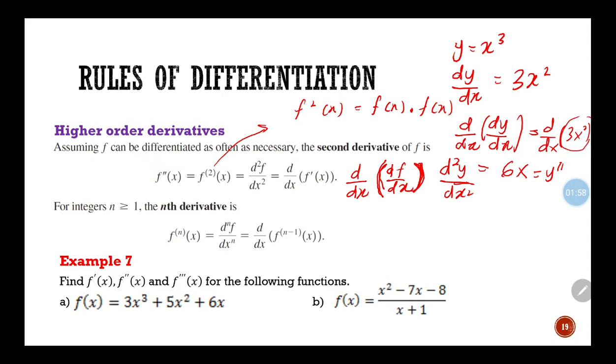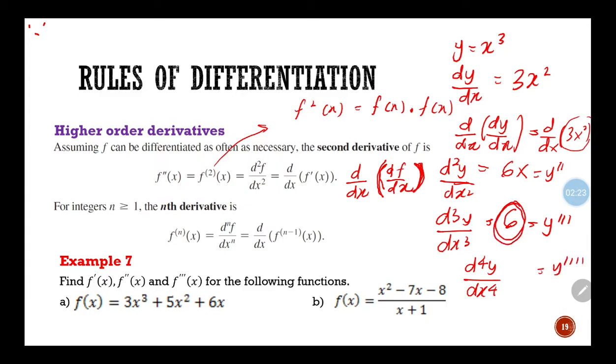Okay, clear? Nak proceed lagi, d cube y over dx cube boleh. So we get 6 lah. Then maksudnya kat sini y triple prime. And then kalau proceed lagi, d power of 4 y over dx power of 4, susah nak sebut ni, maknanya y four times here. Then differentiate 6, what you will get? Okay, differentiate 6, you will get 0. Okay, so maknanya dah tak boleh lah, because it's a constant.